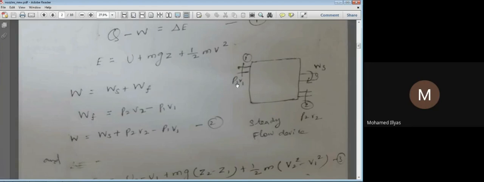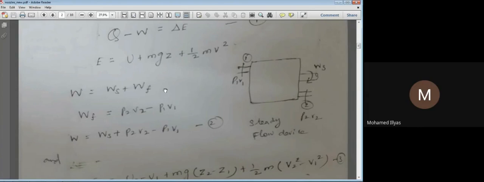The PV term: if you substitute the units, pressure is Newton per meter square and volume is meter cube. If you tally the units, you will get Newton meter. P into V is Newton meter, and Newton meter is work done. That's why we use P into V here. The difference between outlet and inlet we call flow work. Flow work is nothing but the resistance offered to the fluid to enter and leave. The fluid has to overcome the resistance offered to enter or leave the system. That work is called flow work.